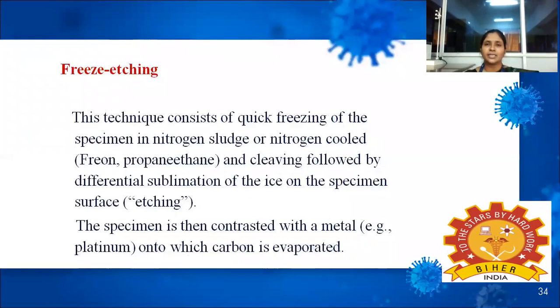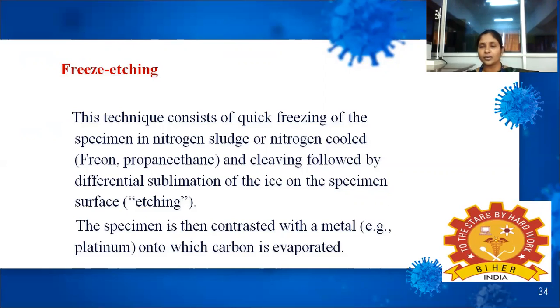The next method is the freeze etching method. In this method the samples are quickly frozen. First, the sample undergoes a quick freezing process in nitrogen slush or a nitrogen cooled medium like freon or propane ethane. Freezing the sample in these materials allows the structures of the bacteria to be preserved when it is sliced. So that is the main reason for undertaking the freeze etching process.